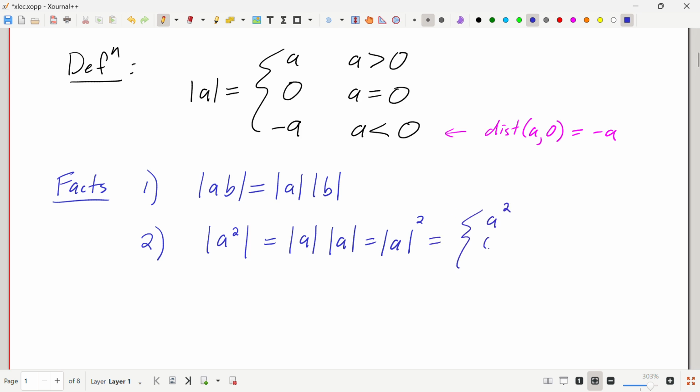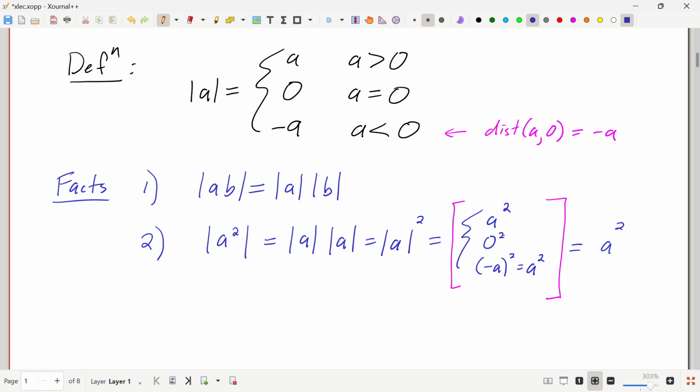In the case 0, it would be 0. In the case when A is negative, it would be minus A squared, which is A squared. So in all three cases, this is a remark here. This is me thinking out loud. This is equal to A squared. Let's say 0 squared when it's 0, when I go through the cases.